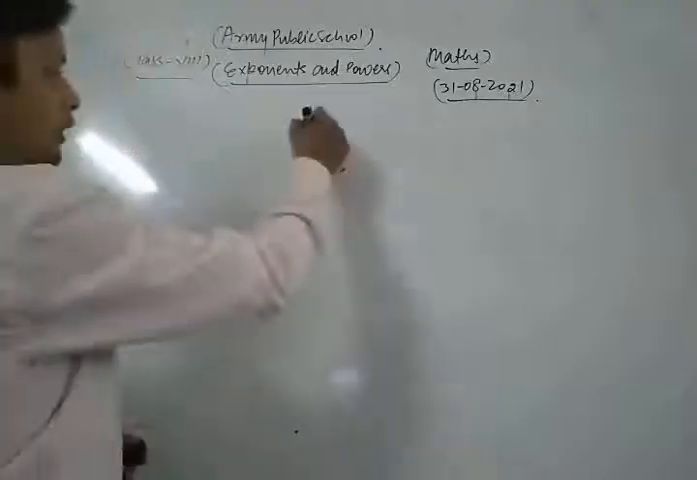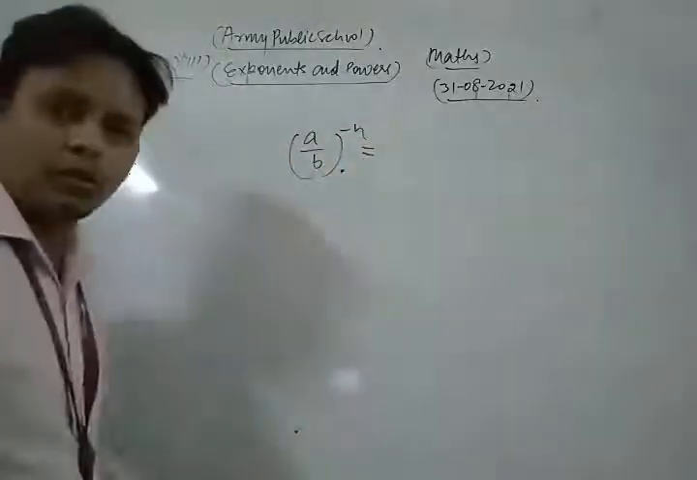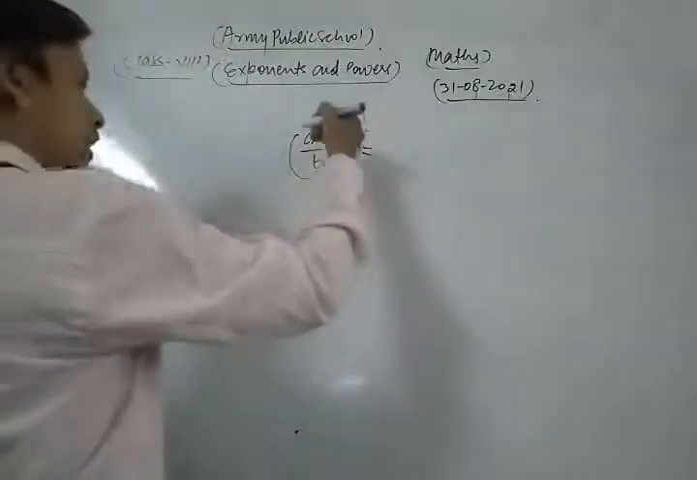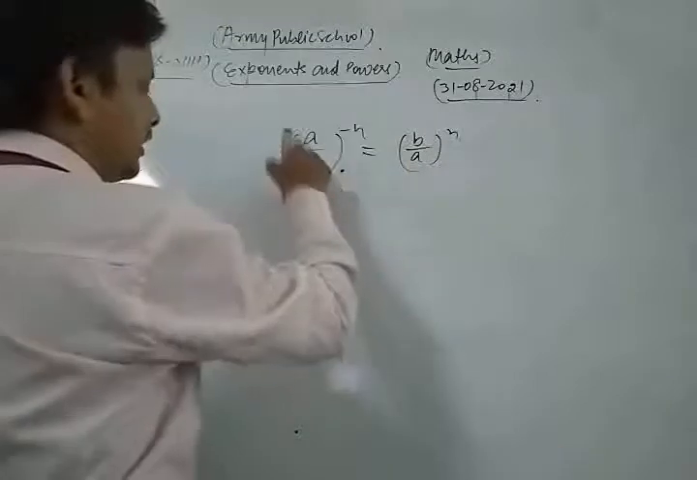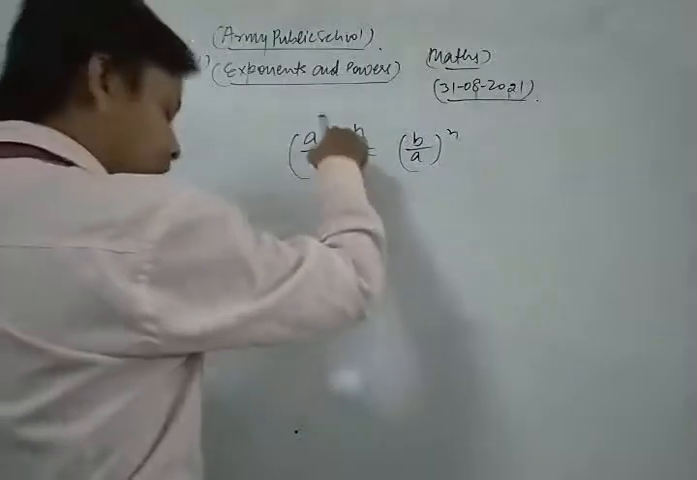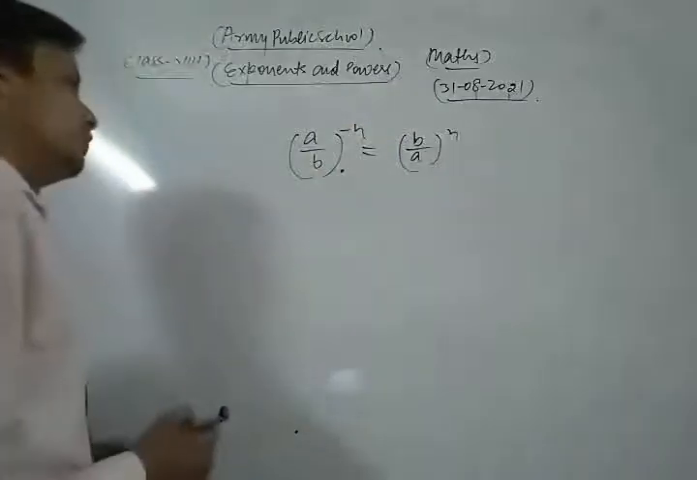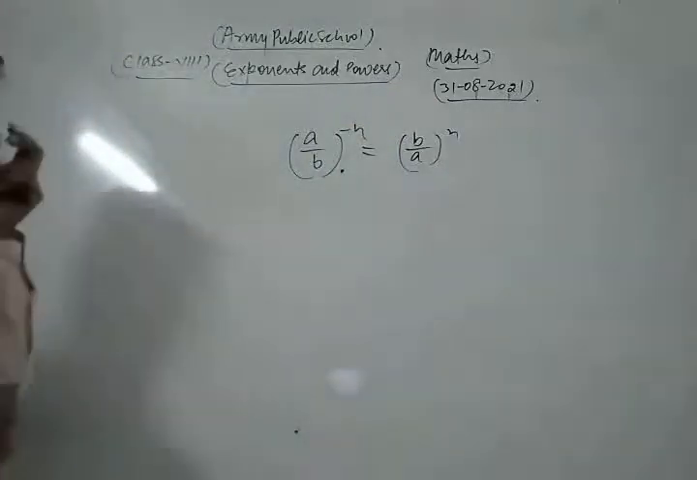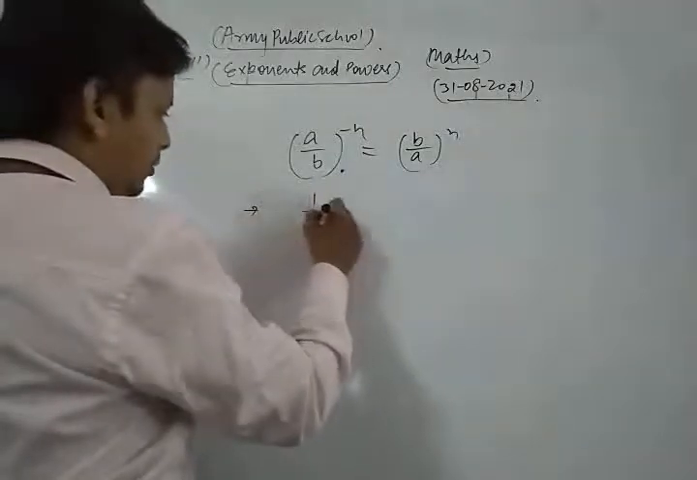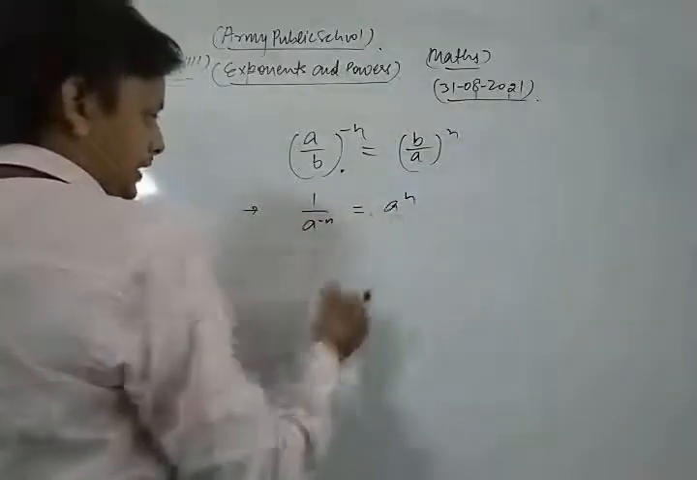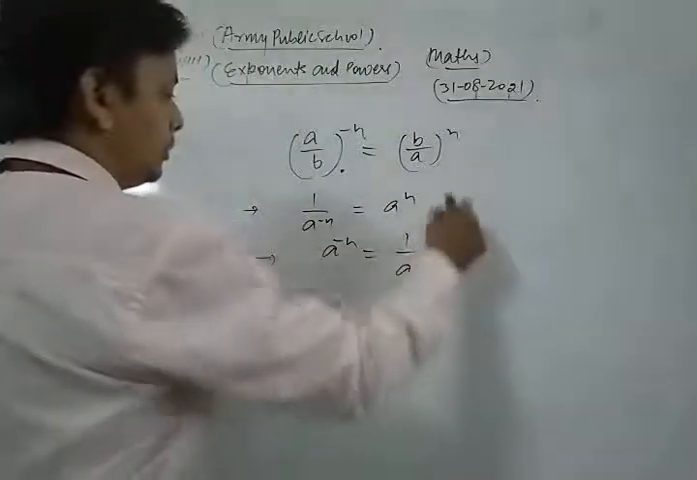We already discussed the rule: if (a/b) to the power minus n, then we can write (b/a) to the power plus n. If the fraction is reversed, then that power is converted into positive. And the second important thing: if 1/a to the power minus n, then we can write a to the power plus n. If we have a to the power minus n, then we can write 1/a to the power plus n.